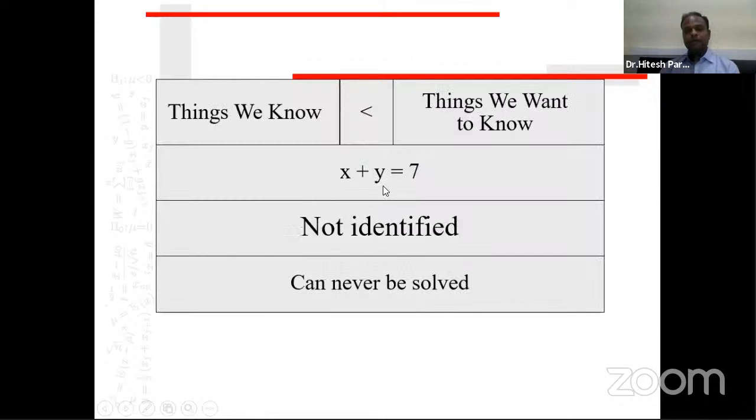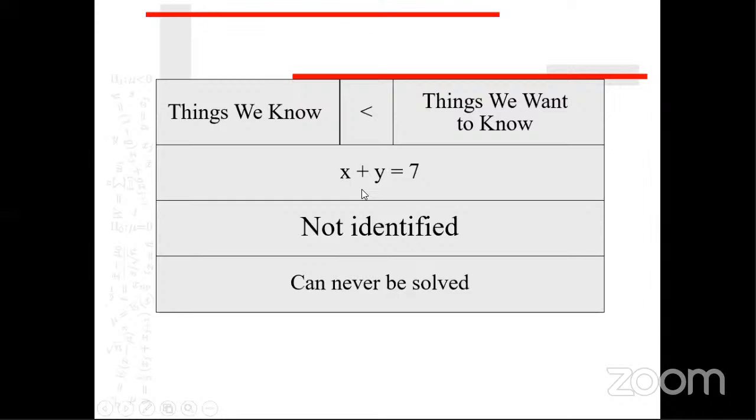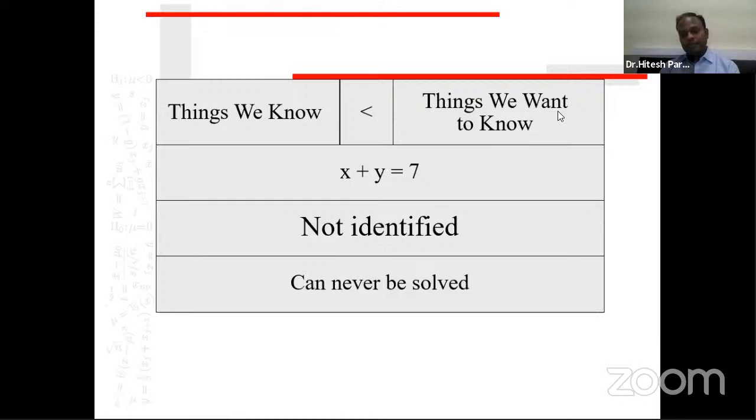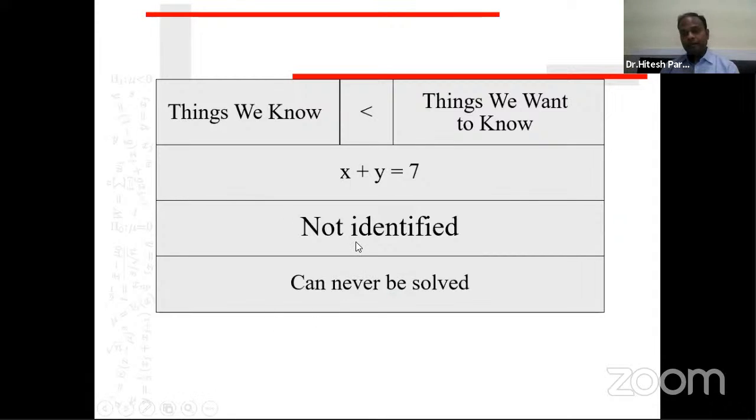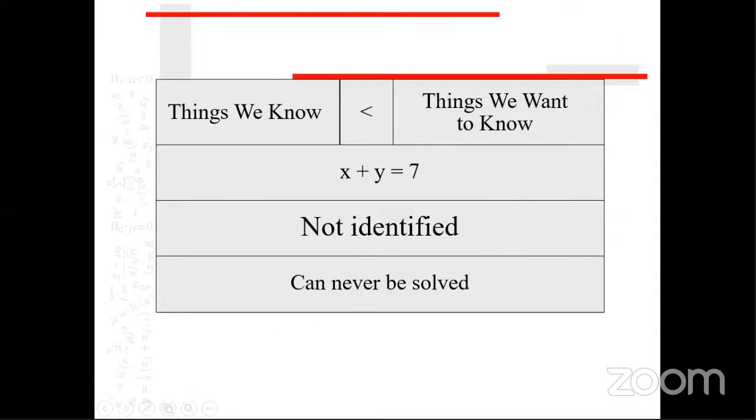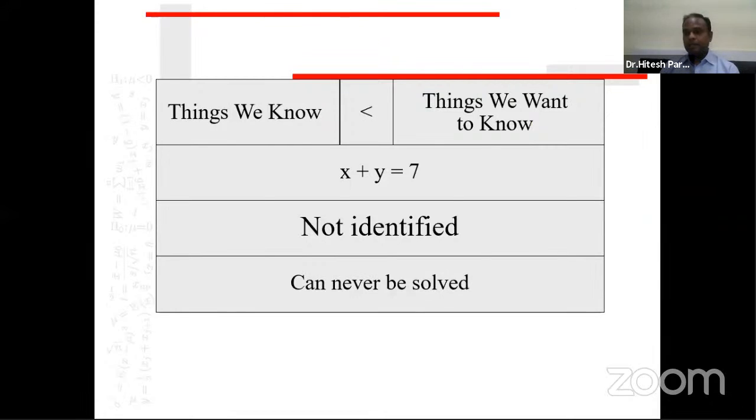Let's say, for example, we have an equation like x plus y is equal to 7. Can we solve what is x and what is y by just utilizing this one equation or one relationship, x plus y is equal to 7? No, sir. We cannot solve, right? What is x and what is y? So this type of situation is known as not identified or unidentified models. It means that the information we are giving is less than the estimation that we would like to perform. So things we know are less than things we want to know.